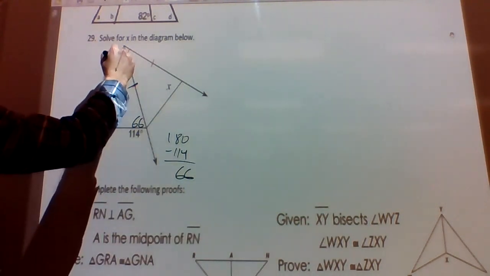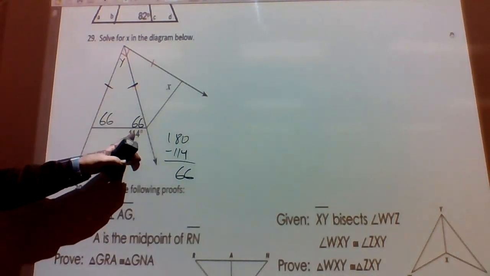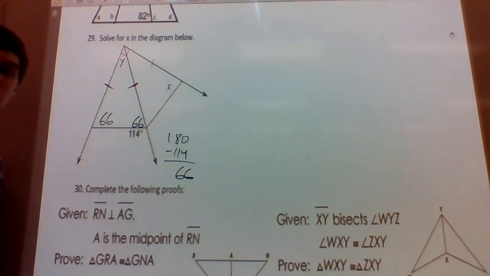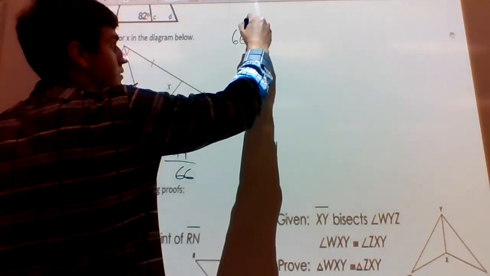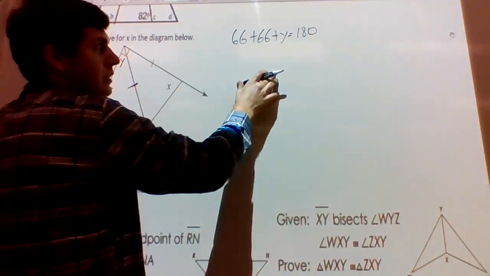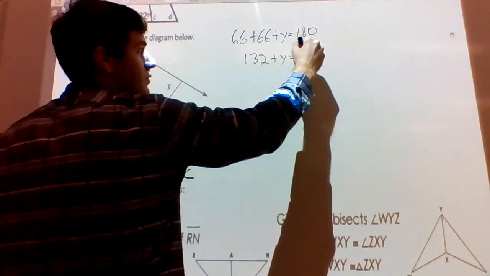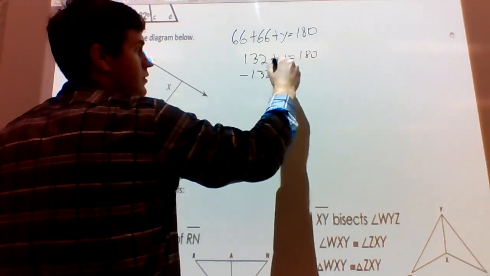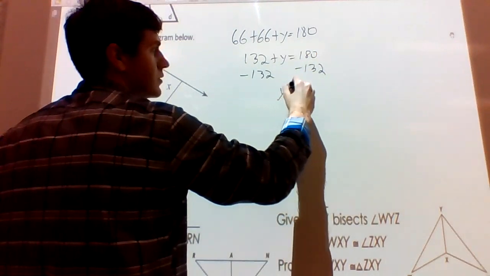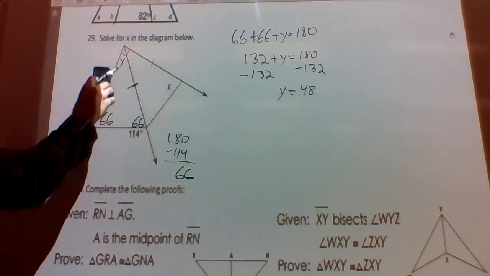Okay, if we make this, let's say y, we know that 66 plus y has to equal 180 by the triangle sum theorem, which says the three interior angles of a triangle add up to 180. So we have 66 plus y is 180. That's going to be 132 plus y is 180. Subtract 132. Y is going to equal 48.